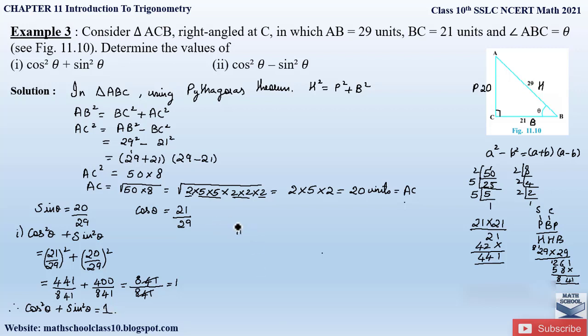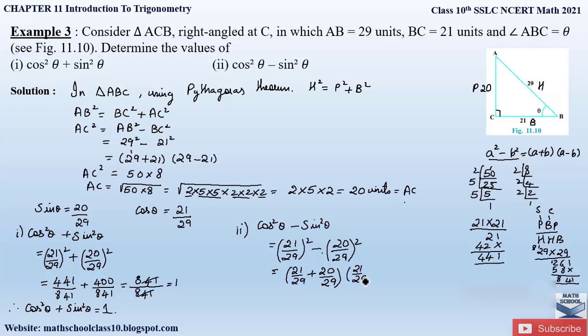Similarly, let us solve the second part of the question, which is given as cos square theta minus sin square theta. Value we have to find out. What is cos theta? Cos theta is again (21/29) the whole square minus sin theta is (20/29) the whole square. Again we can apply this identity a square minus b square, where you can write (21/29 plus 20/29) into (21/29 minus 20/29).